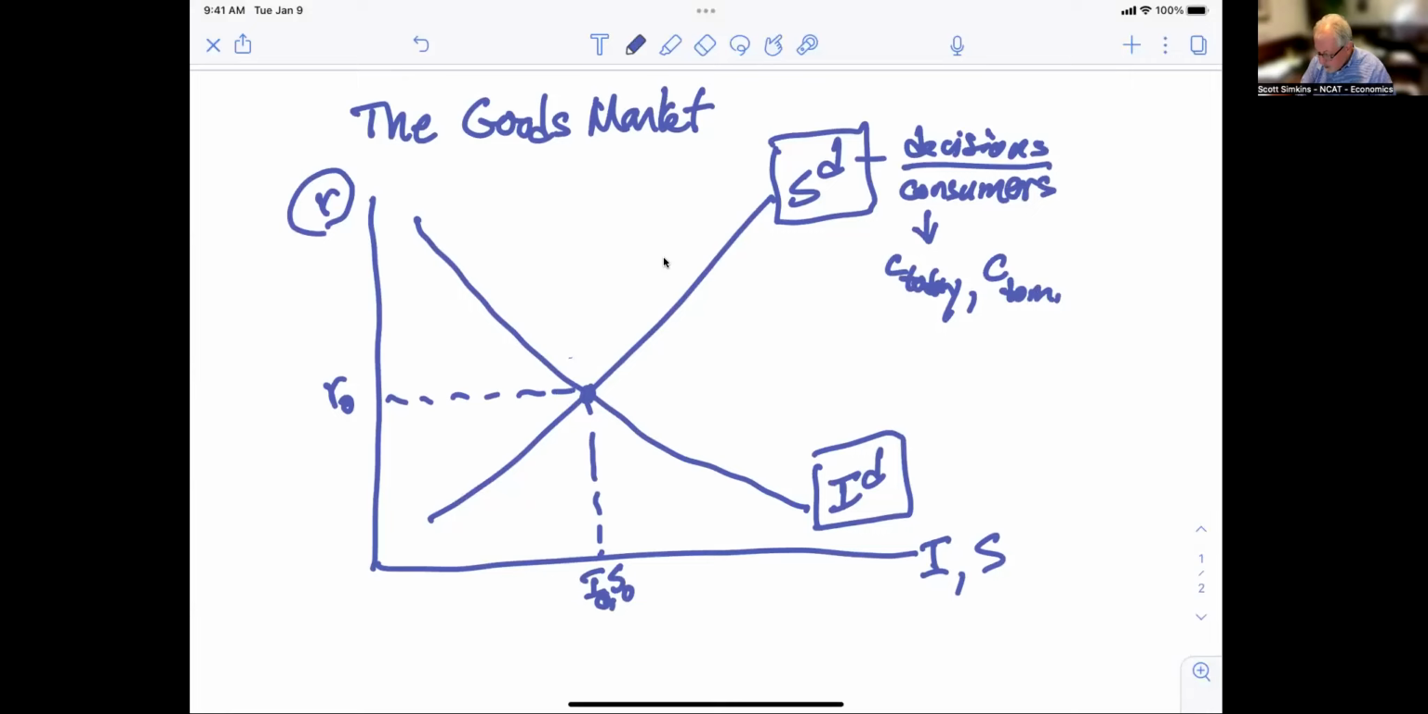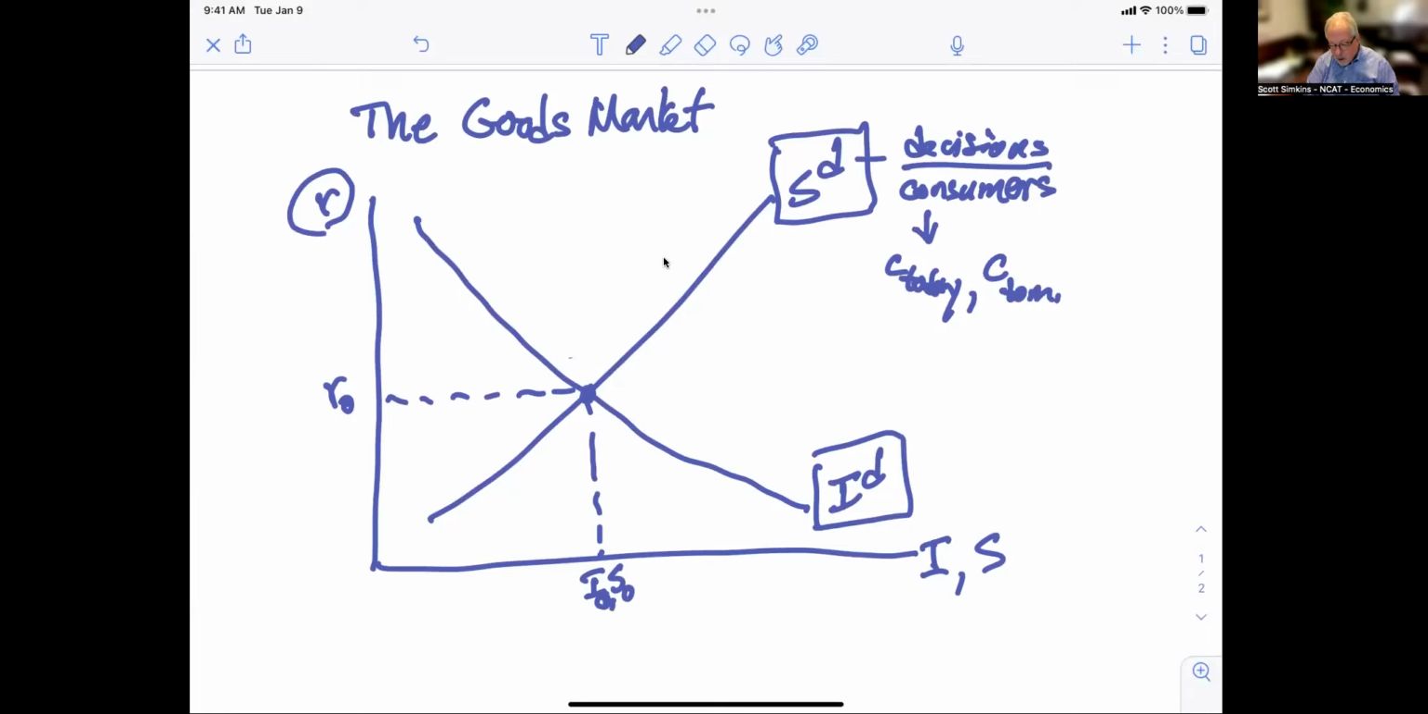And then the second question is, for a given real interest rate, what causes consumers to want to either consume more today? That's a shift, in other words, save less today. That would be a leftward shift in the desired saving curve, right? Or to want to save more today, consume less today.